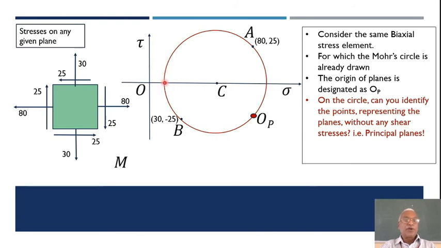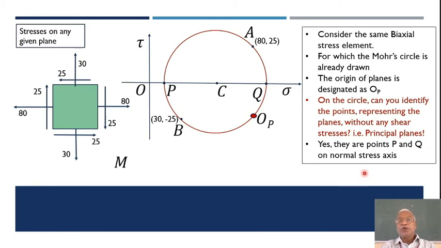And then if you come to this point, what is the coordinate? There is some sigma, but there is no shear stress. Similarly, this point is having a magnitude of normal stress right from O to this point, and there is no shear stress. So such 2 points are referred to as principal planes. So they are P and Q, the points on the normal stress axis where the circle cuts. Those 2 points are representing principal planes.